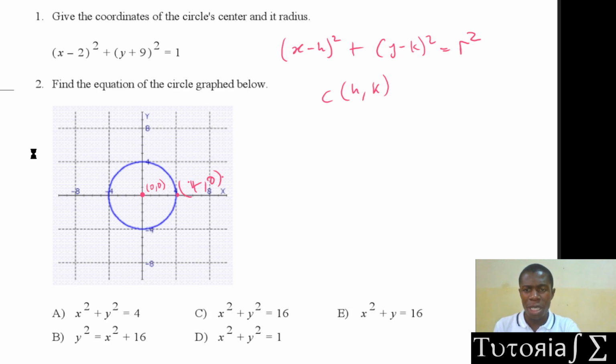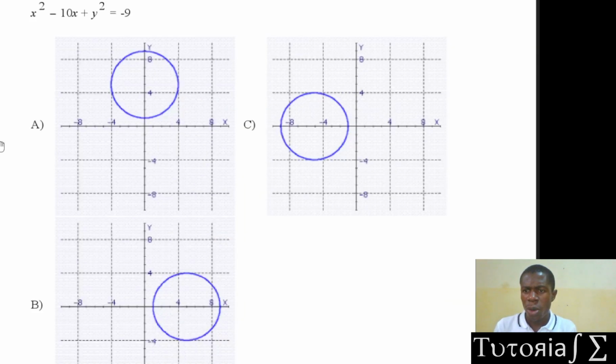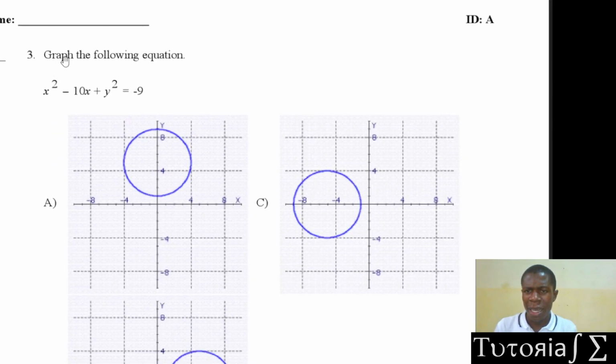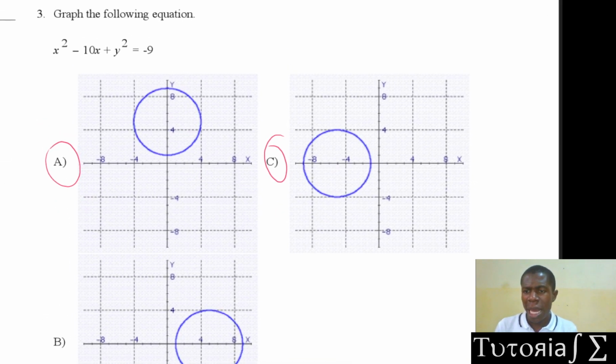Then the follow-up question, just zoom in. Graph the following equation of the circle. So for this one, you need to complete the square like we were doing before. You complete the square, then you find the center and the radius. So first find the center, and you see which one gives the center that you are looking for, and that will be your answer. These are multiple choice questions.